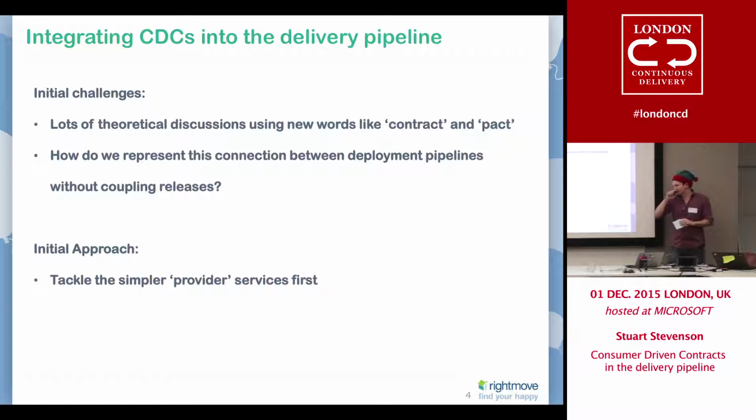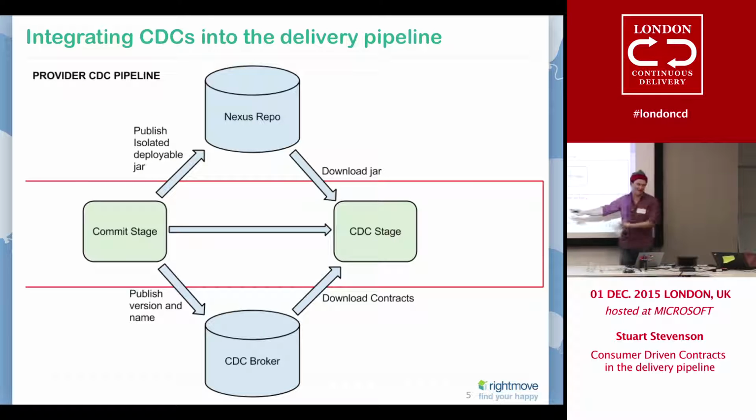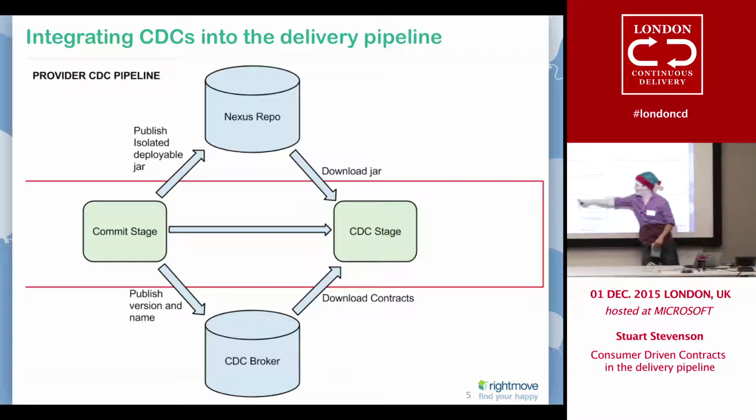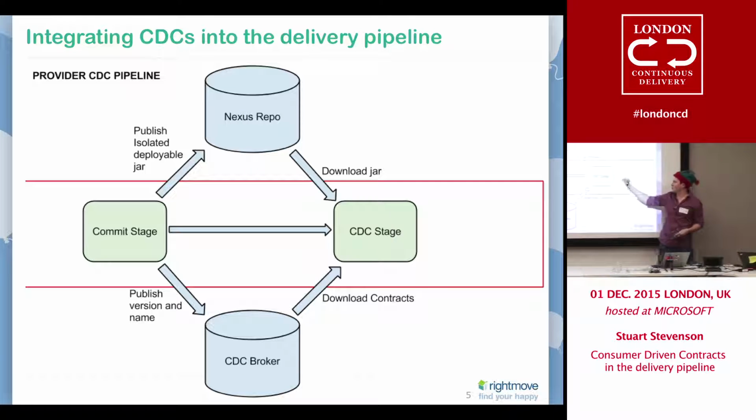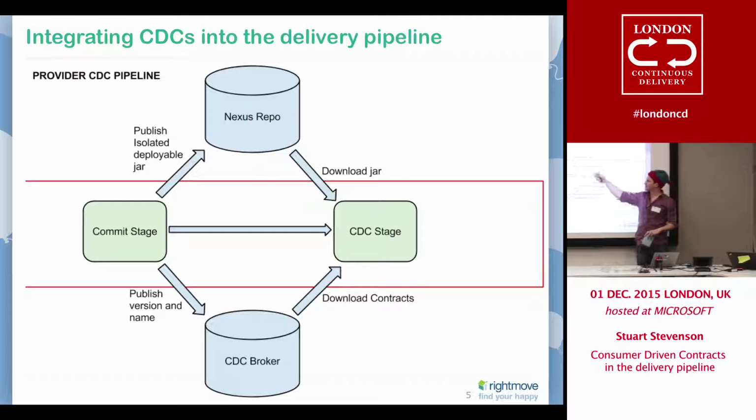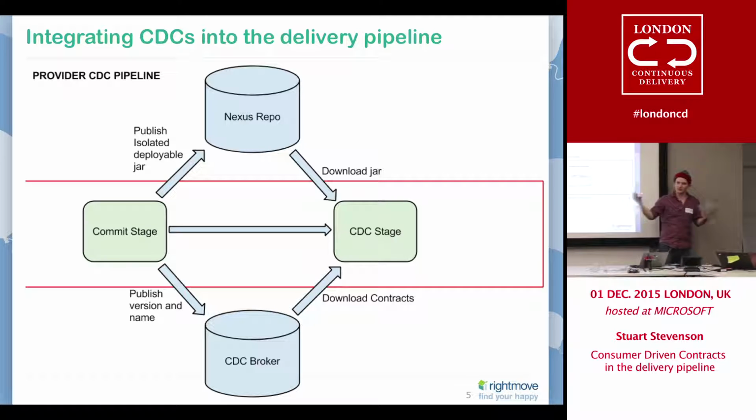Our approach was just to make things simpler. We thought, okay, let's just work through this on paper and draw some diagrams. So these are my initial design diagrams from 2014. Please don't judge me. But visualizing the process helped us identify what the steps were going to be. So we need to publish something to a broker that's going to manage this. When we run our CDC stage in our pipeline, when we actually verify the tests, we want to make sure we download the contracts and we download our artifact that we can spin up and run the contracts against. By visualizing all this, it made it really clear what we needed to automate.